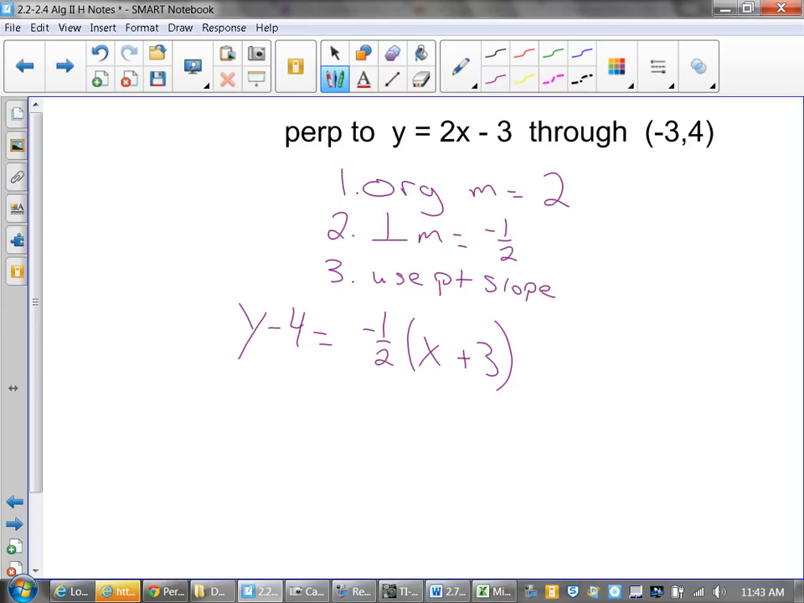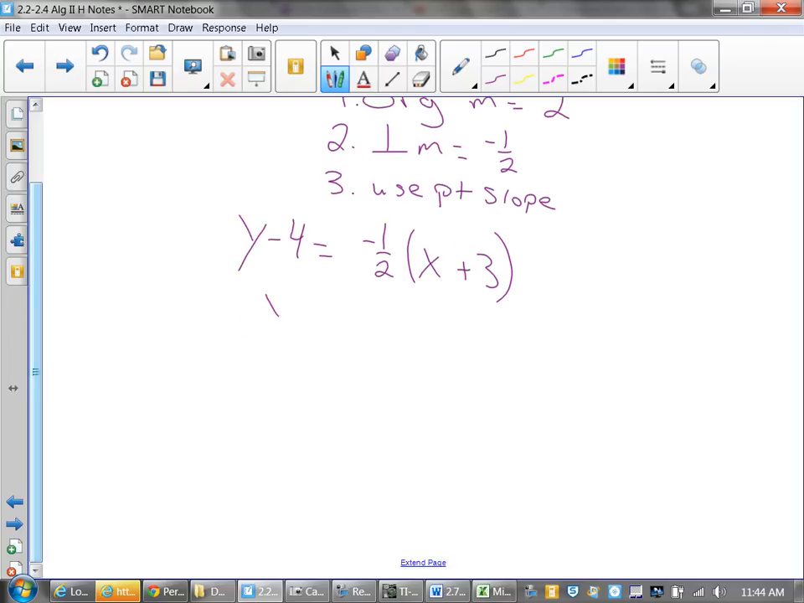Remember how we set up the calculators? I showed you guys the calculator stuff last week where you had that alpha y equals button? The alpha y equals will get you to the fraction bar, and that'll allow you to type in fractions. Now in this case, it's relatively straightforward. You still have y minus 4 is negative 1/2 x minus 3/2.